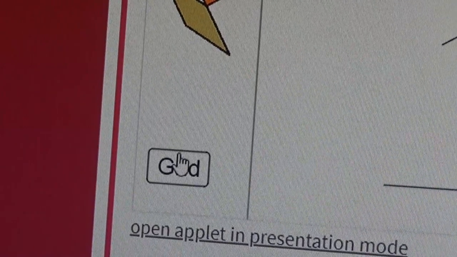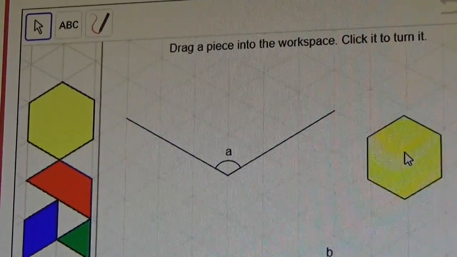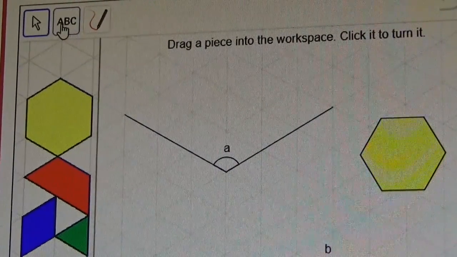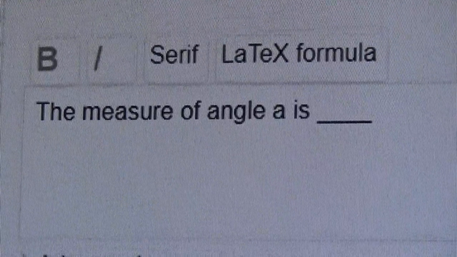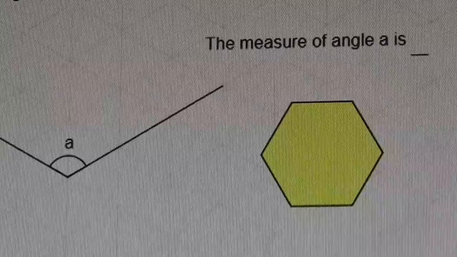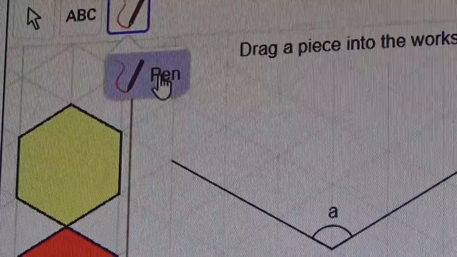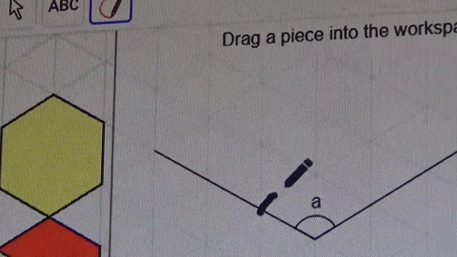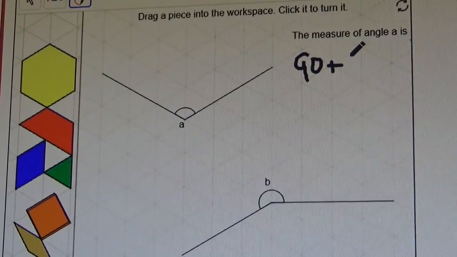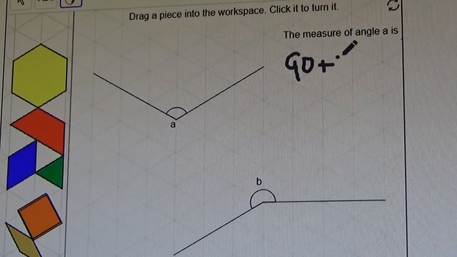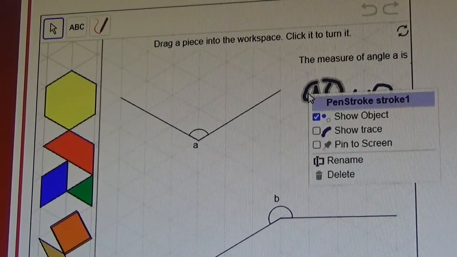Click the grid. Now you'll notice in this applet, you not only can move the shapes around, but you also can type. Click the text icon, write in your answer, click OK. And now you'll see the written answer here. There's also a drawing tool. Click on it. Now you can mark the angle. You can also do any calculations you need to do by writing directly in the applet. If you need to delete something, click on the Select tool, select, right-click on it, click Delete.